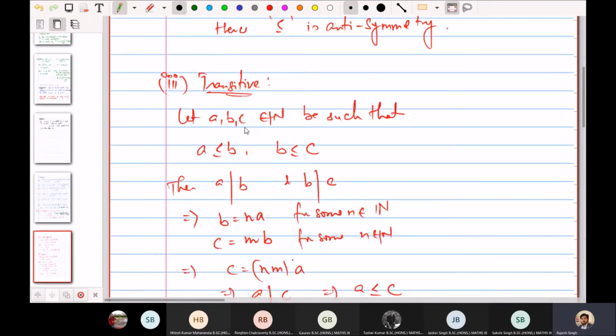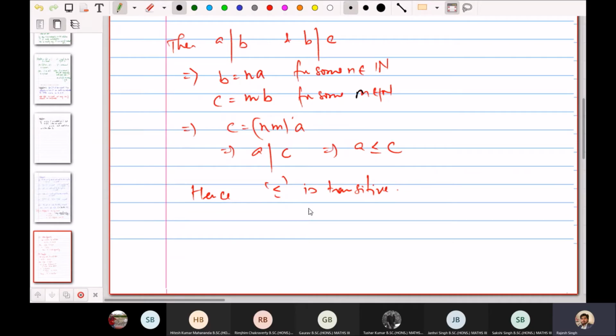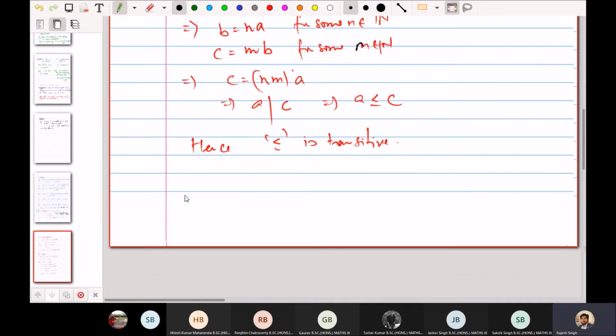For transitivity, if a, b, c are natural numbers such that a is related to b and b is related to c, this implies a divides b and b divides c. So there exist some n and m belonging to the naturals such that b is equal to na and c is equal to mb. So c will be equal to nma. So this implies a divides c. So transitivity holds. Hence the naturals with divisibility is a poset. Fine.